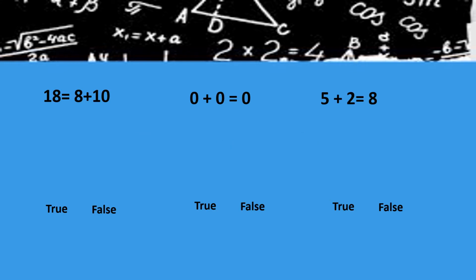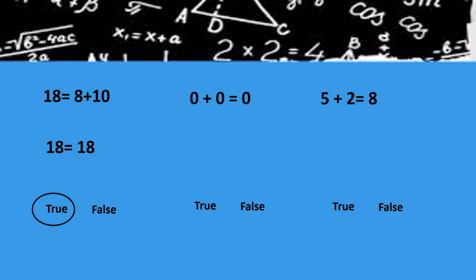We have 18 equals 8 plus 10. First, we know that we have 18, and we need to figure out what 8 plus 10 equals. Because we have 10 here, 10 plus 8 equals 18. So 18 equals 18. Is that the same number? Yes. So it's true.